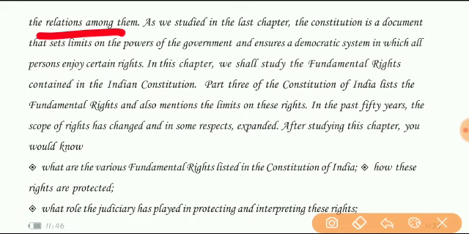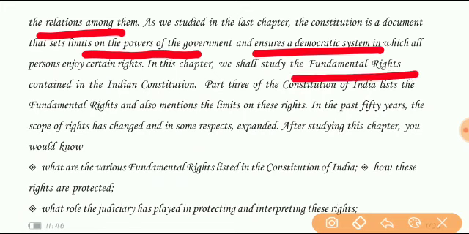As we studied in the last chapter, the constitution is a document that sets limits on the power of the government and ensures a democratic system in which all persons enjoy certain rights. The Constitution gives the minimum basic conditions for a sustained life for the persons residing in our country. In this chapter, we shall study the fundamental rights contained in the Indian Constitution. As I told you, Part 3 of the Constitution of India lists the fundamental rights and also mentions the limits on these rights.